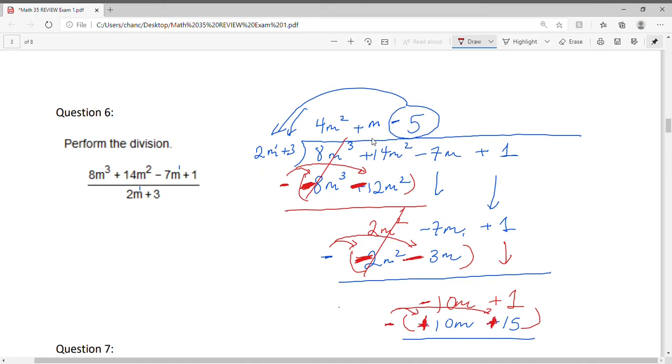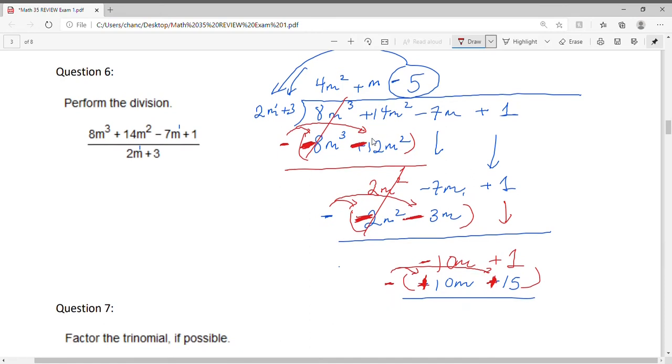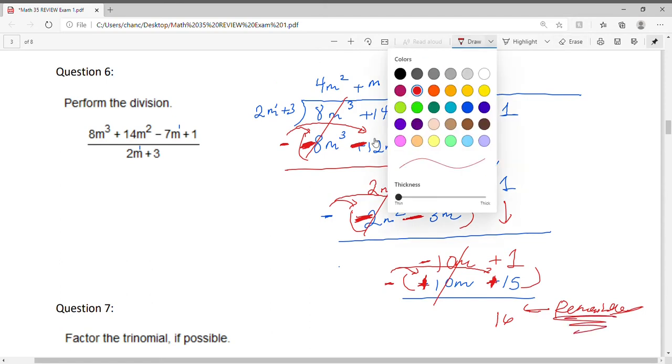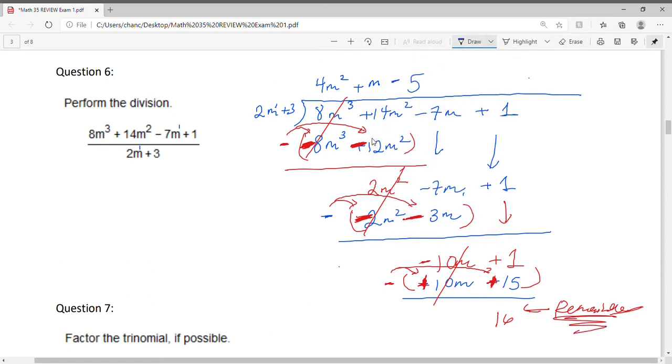And when we add this, we get a 16. This one cancels out. Now we can't continue this process any further. This is our remainder. So now we can write down our answer. 4m squared plus m minus 5 plus 16 over 2m plus 3. This is our solution. We have to have the quotient plus the remainder here on the right.